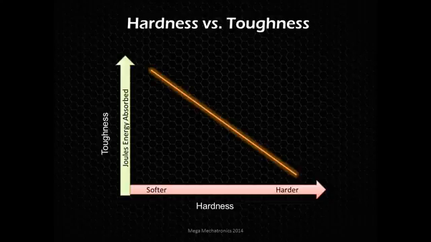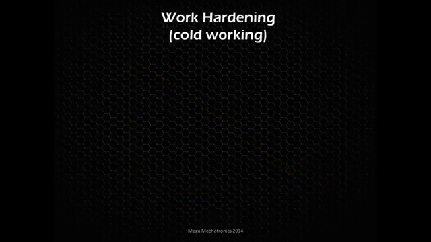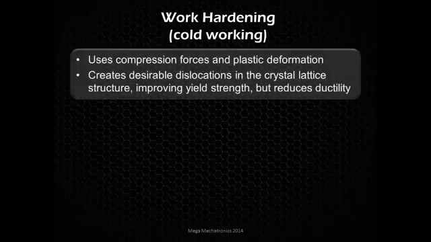Now let's get into cold working. This is a type of work hardening, but it is changing the structure and the grain and the dislocations and how those crystal lattices are interacting with each other. So it's definitely relevant. And we're going to use compressive forces. We're going to plastically deform the material. We're going to physically change it. We're going to permanently move things around. And we're going to create those desirable dislocations. We can improve that yield strength, but we do reduce that ductility.